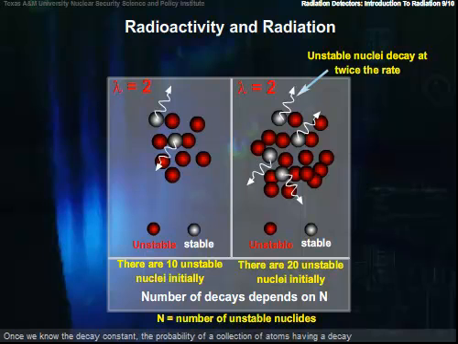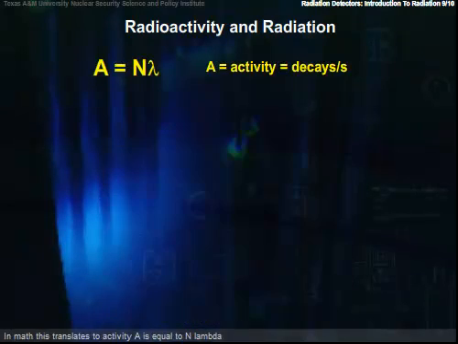Once we know the decay constant, the probability of a collection of atoms having a decay is just the number of atoms, N, times the decay constant, lambda. In math, this translates to activity A is equal to N lambda, where A is the activity in decays per second. Let's work an example.